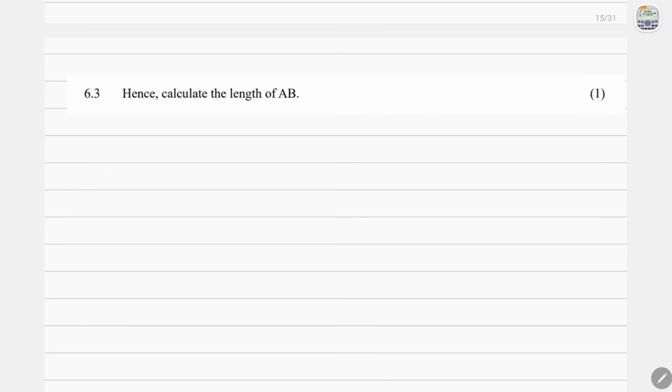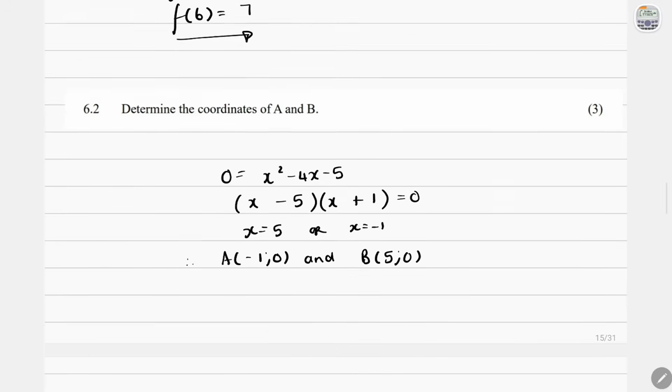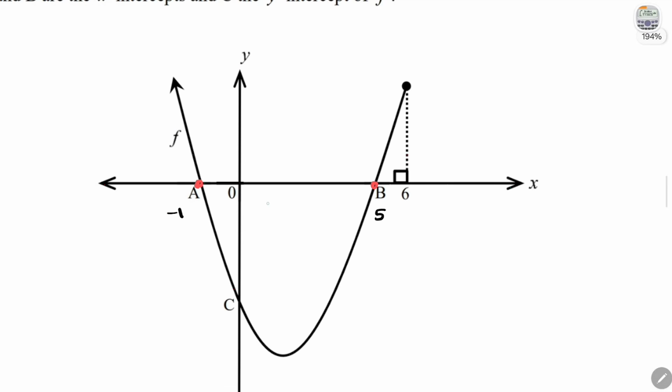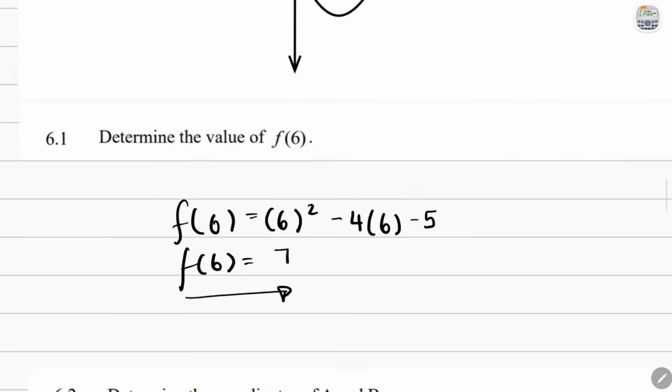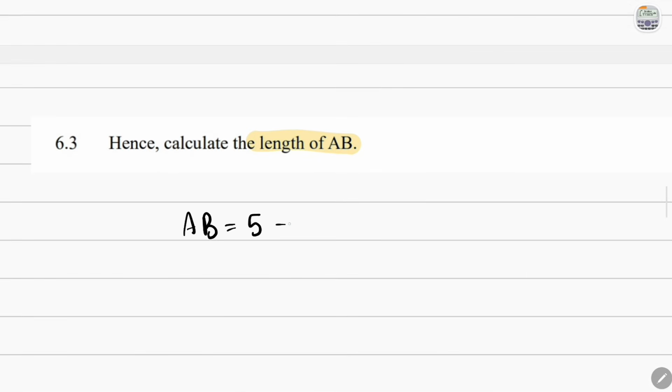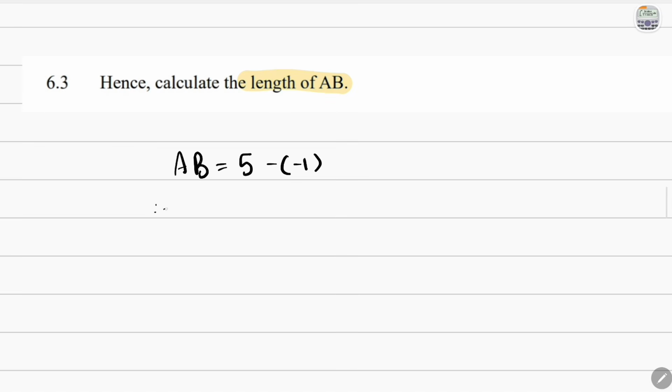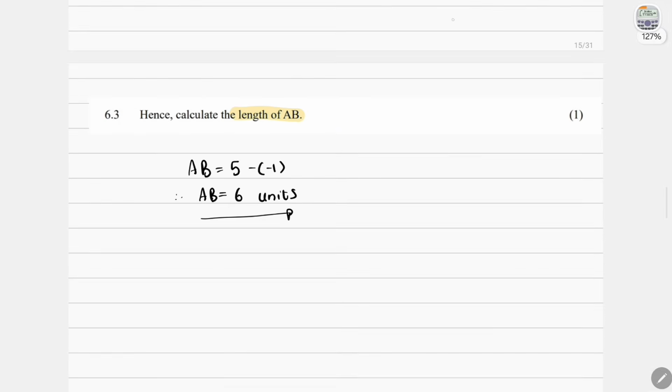Then question 6.3 says, hence calculate the length of AB. Since A and B are x-intercepts, to find the length of AB, you can simply say, I went 5 units to the right to get to B, 1 unit to the left to get to A, and then 1 plus 5 is 6. Or you could say the higher x value minus the lower x value, which is 5 minus -1. And then you can see that that gives us exactly 6 units. And that is our answer. Moving on to the next question.